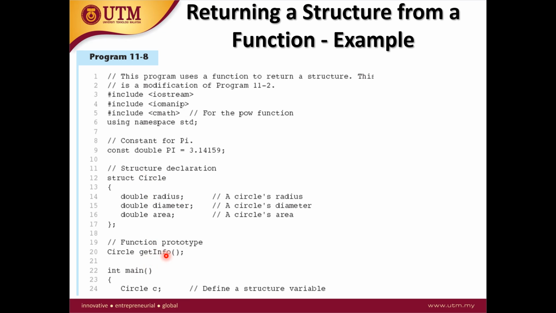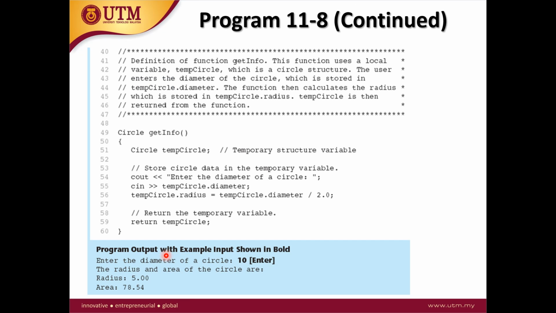And let's say, what do we have in the get info? Here is the get info. We are just getting the information, so we need to define this temporary structure variable, which is temp circle dot diameter. We get the diameter, and the radius is going to be the diameter divided by 2, and then we are going to return the temporary circle. Okay, so we are getting those two variables, diameter and radius.